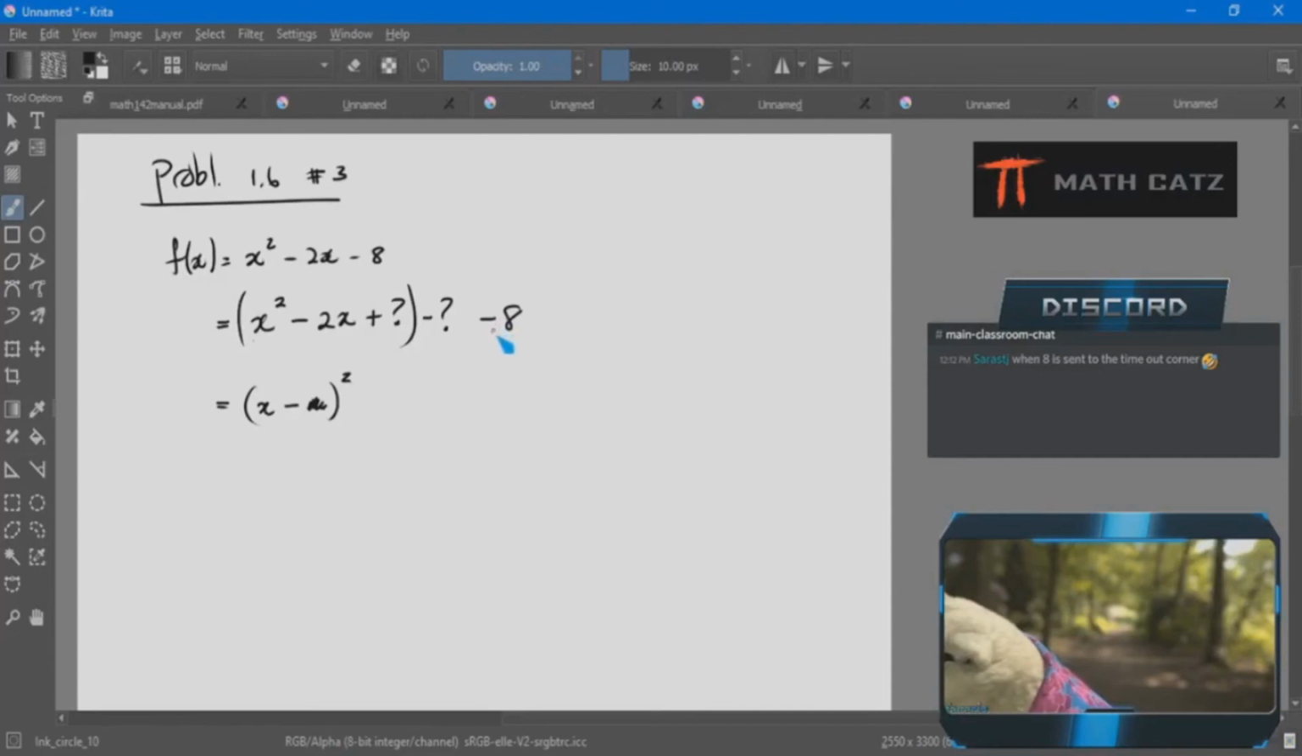He is sent to the timeout because I don't like him. He's offending me. Can't get rid of him. He's still there, but we don't want to look at his face right now.